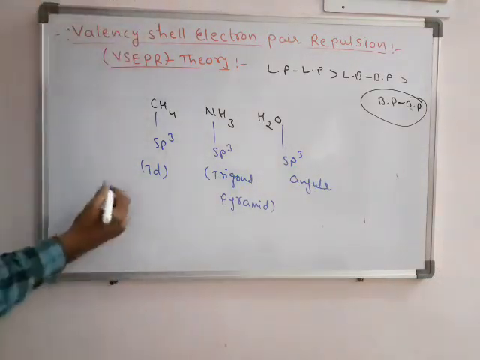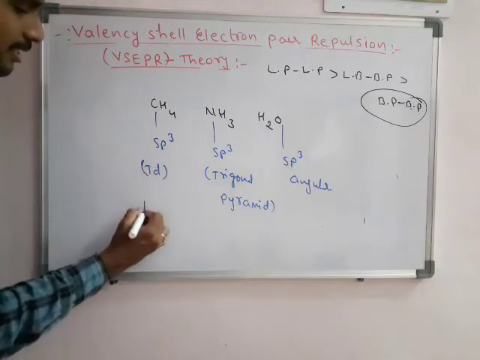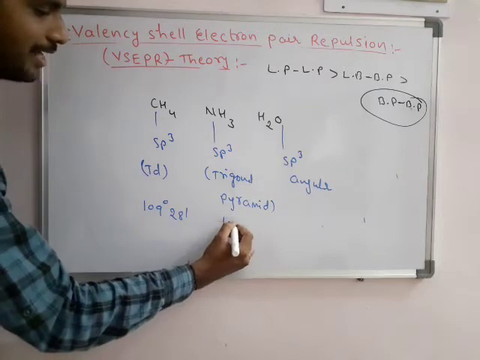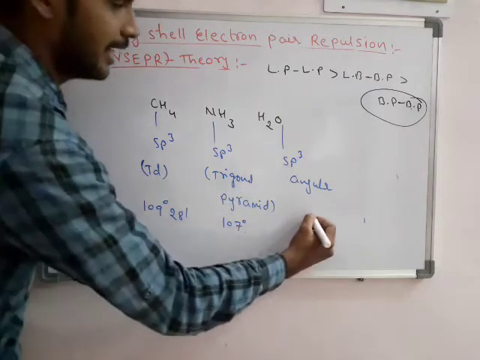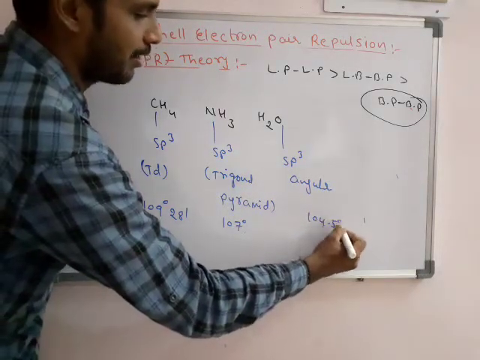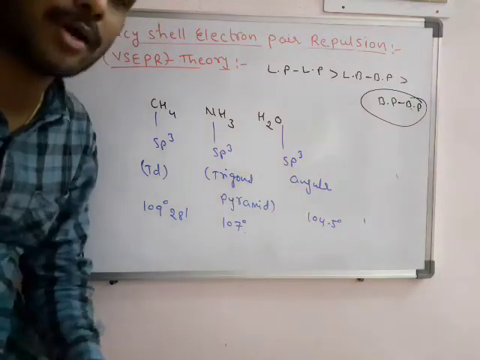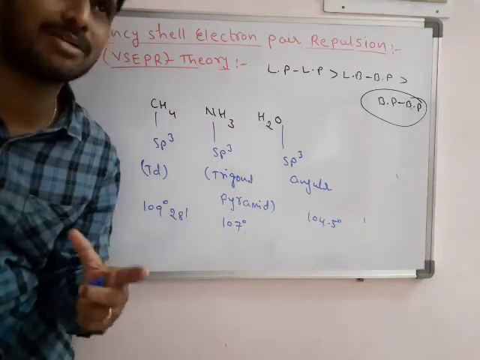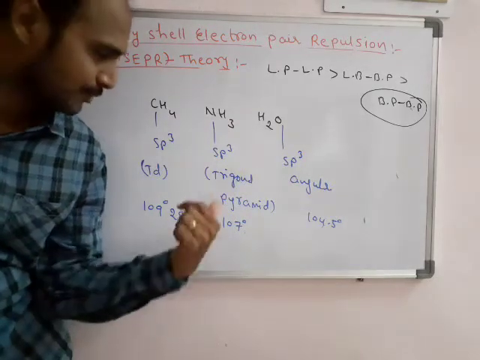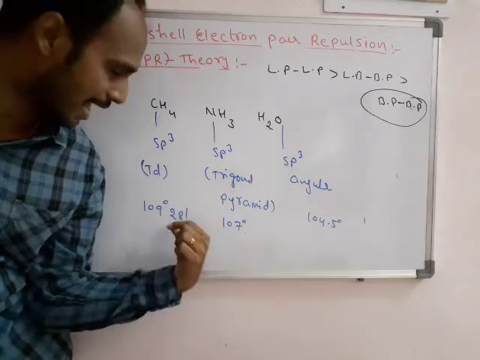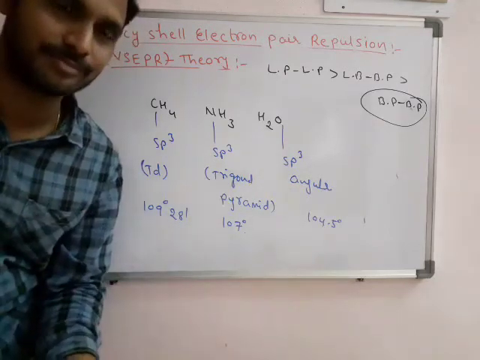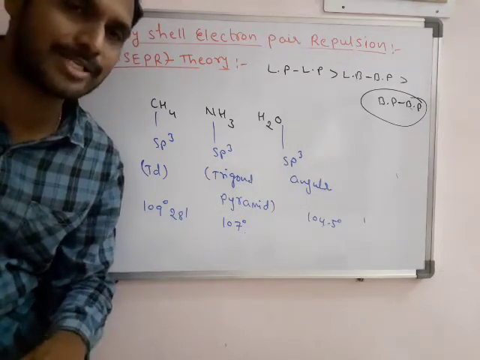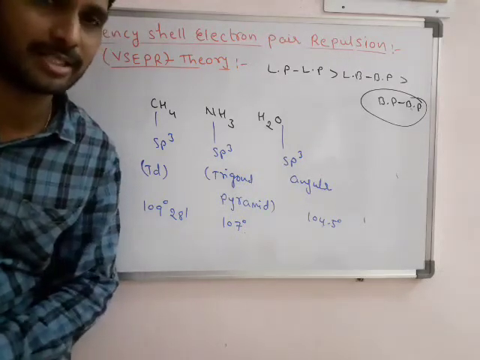So what is the bond angle here? It is 109 degrees 28 minutes. Here the bond angle was 107 degrees. Here the bond angle was 104.5 degrees. So even though in all these three compounds the central atom undergoes sp3 hybridization, they have different shapes and different bond angles. Why? It can be understood with the help of VSEPR theory.